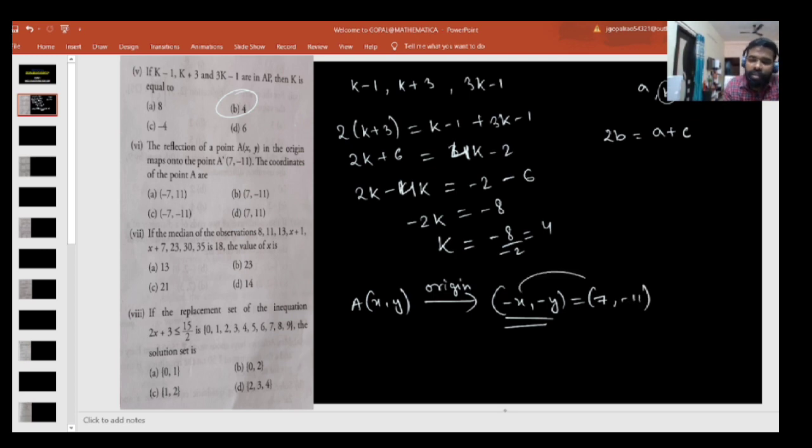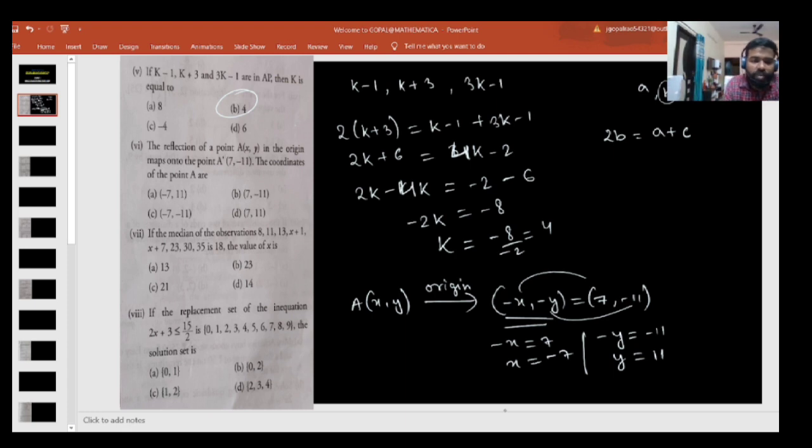So on comparing, we can see that minus x is equal to 7, so we get x is equal to minus 7, and similarly we get minus y is equal to minus 11 when we compare the y part, so we get y is equal to 11. Okay, so these two questions were from AP and then reflection.